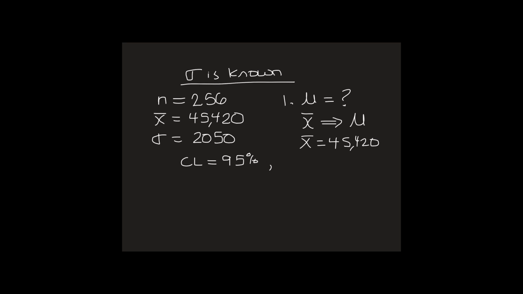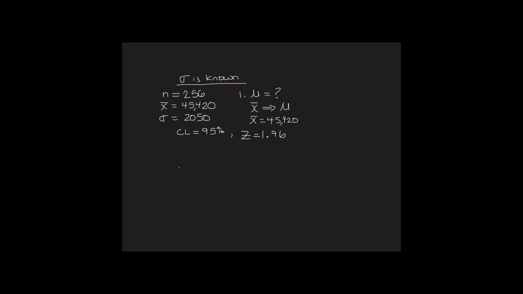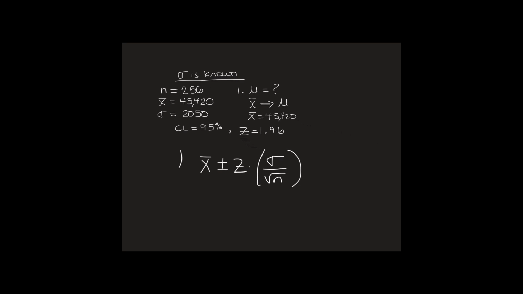We divide the confidence level by 2, look that up in the body of the z-table, and in this case we'll find that z is equal to 1.96. Okay, so let's build our confidence interval. Our confidence interval is going to be X bar plus or minus Z times sigma over the square root of n.